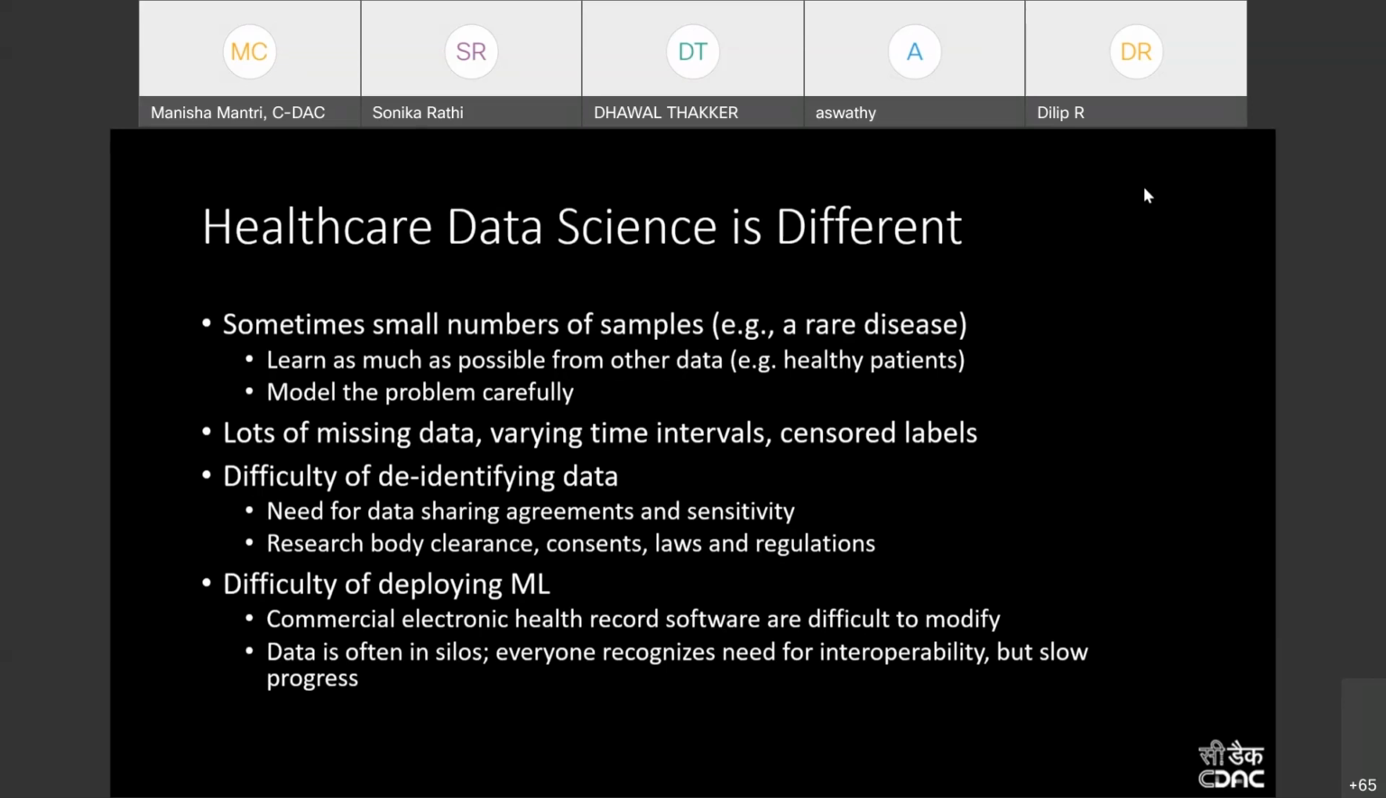Then there is the difficulty of deploying such ML algorithms. The current commercial software is difficult to modify, and data is also often in silos. We hope that with the Ayushman Bharat Digital Mission we will have data available from multiple systems and centers. Everyone recognizes there is a need for interoperability, but the progress is very slow at all levels, whether it is public or private organizations or the vendors for that matter.